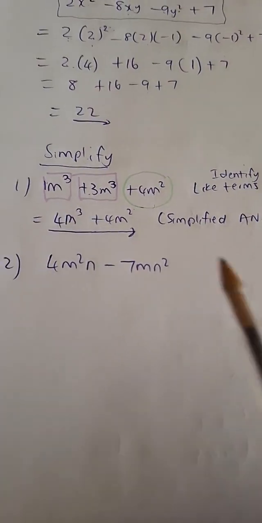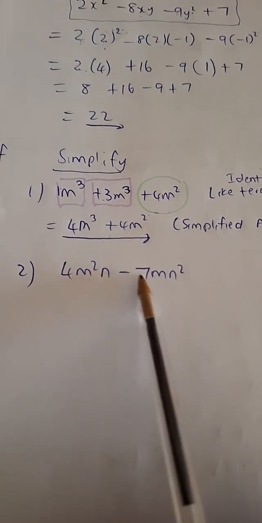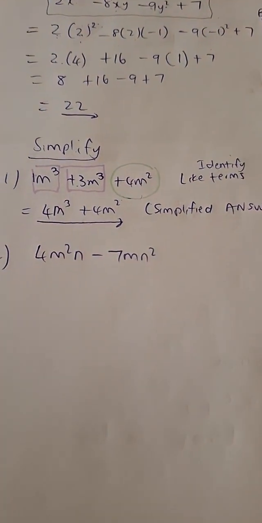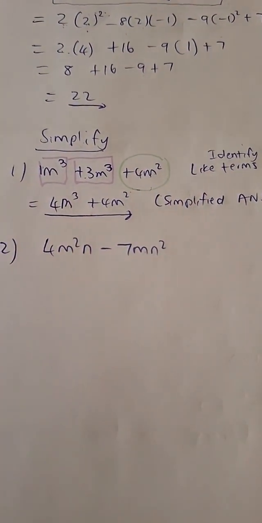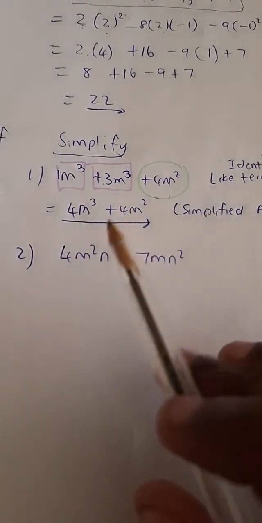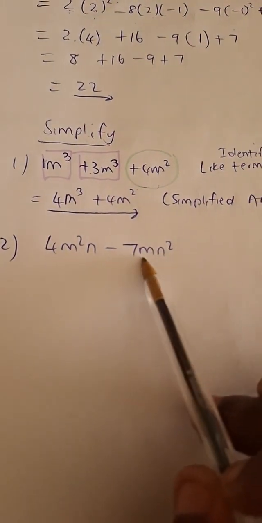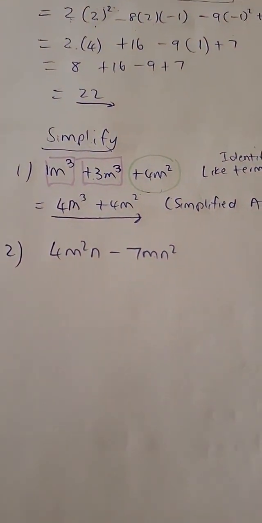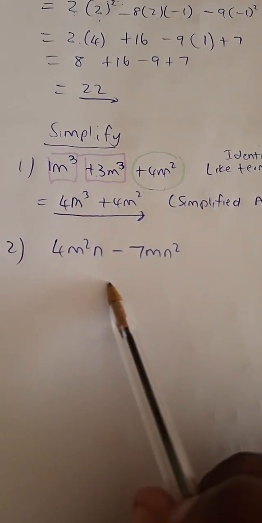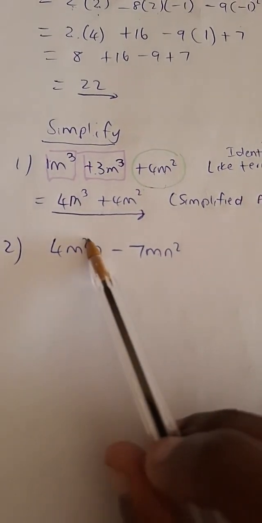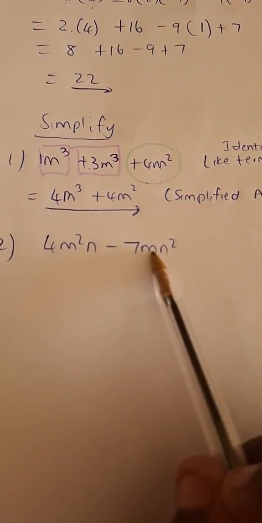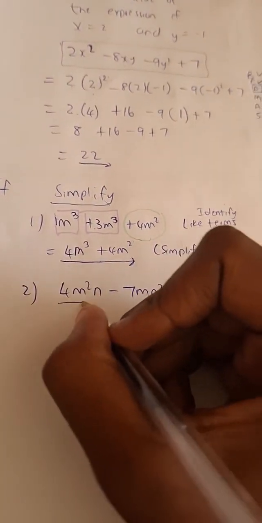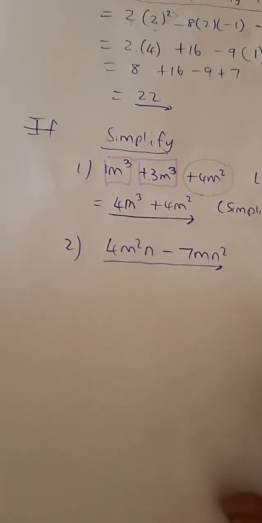Grade 9 term 2. 4m squared n minus 7m n squared. Are these like terms? Because if they are, then we can proceed and go on. But here 4m squared n minus 7m n squared, are these like terms? People are saying no, right? Why are they saying no? m is raised to the power 2, m is raised to the power 1, so these are unlike terms. So ultimately this is the answer. Thank you very much.